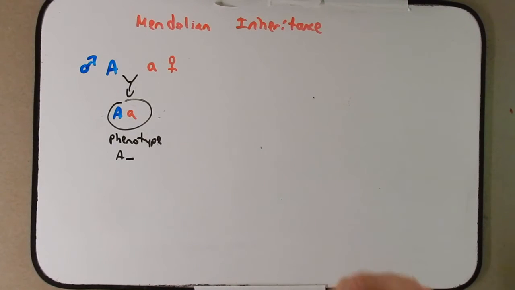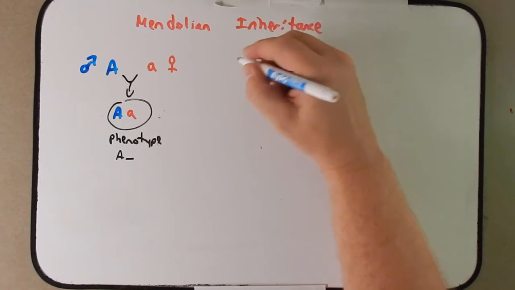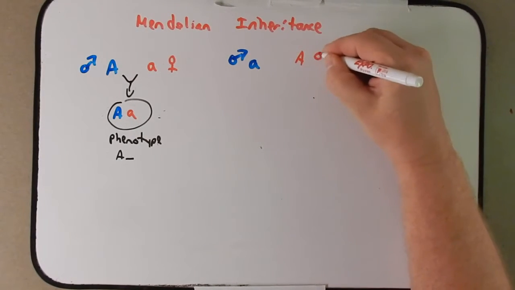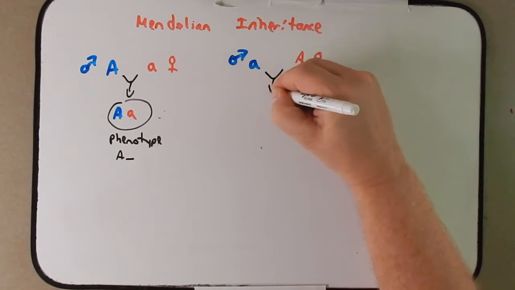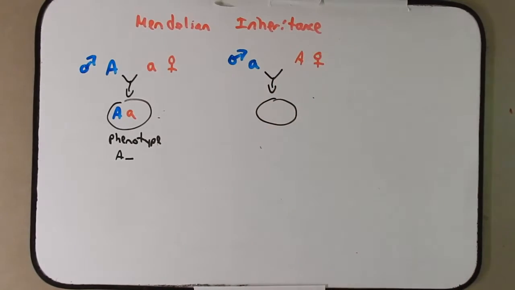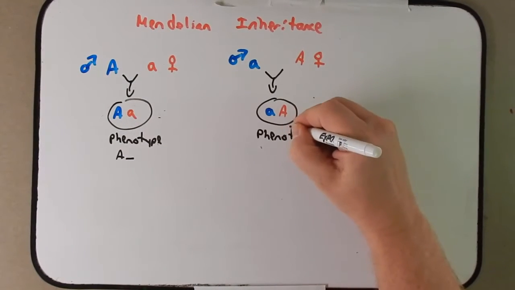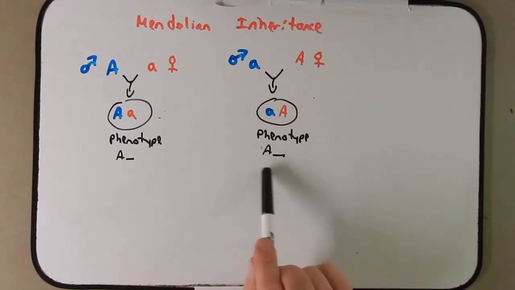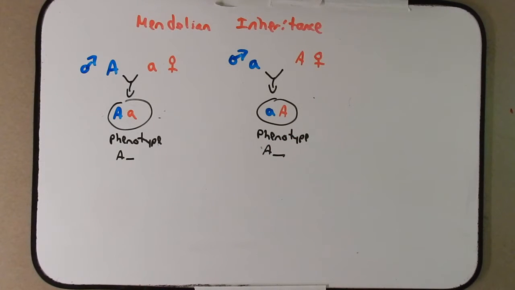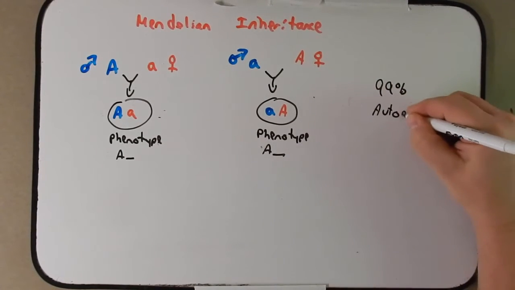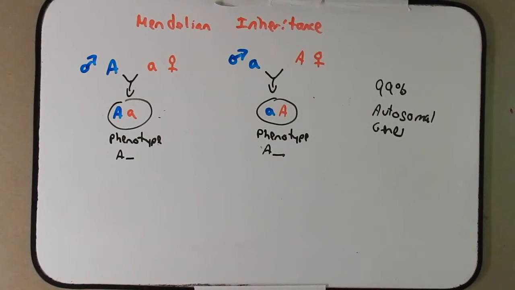Now the reciprocal cross, where we take little a from a paternal source and big A from a maternal source, when they fuse to form a zygote of big A from mom and little a from dad, again, the phenotype would be that of the dominant allele of big A. These two phenotypes you would predict as being indistinguishable. And for about 99% of autosomal genes, this is what we would see.